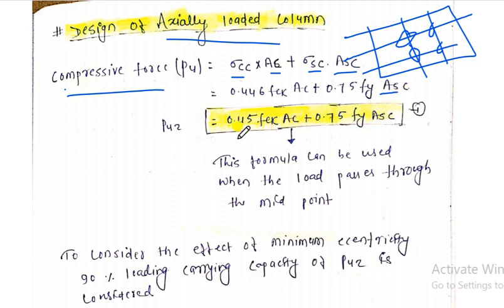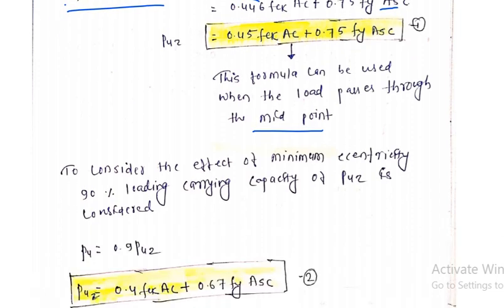So we can round it off and write it as 0.45 fck Ac, where Ac is the area of concrete, plus 0.75 fy Asc. This formula can be used when the load passes through the midpoint. My dear friends, this subject is going to be very interesting, right? It is a very interesting topic. Here you can see the formula 0.45 fck Ac plus 0.75 fy Asc.